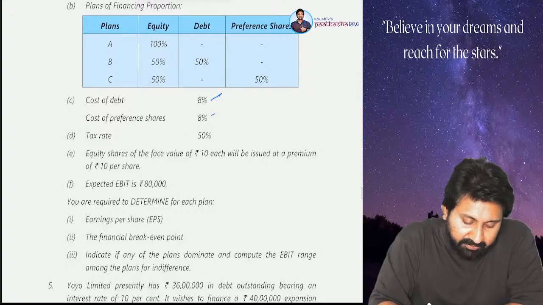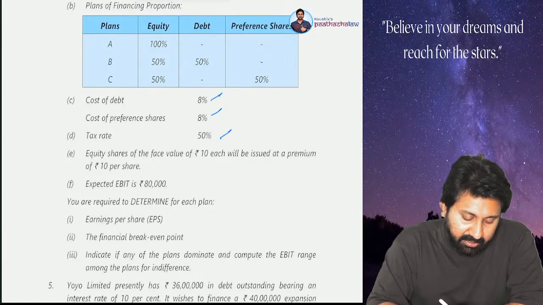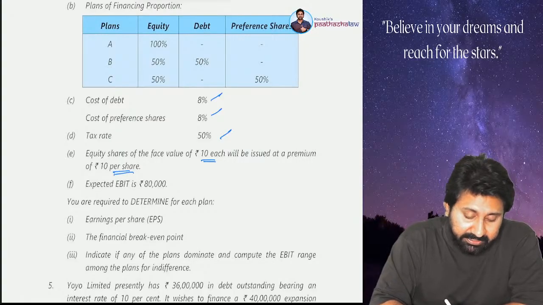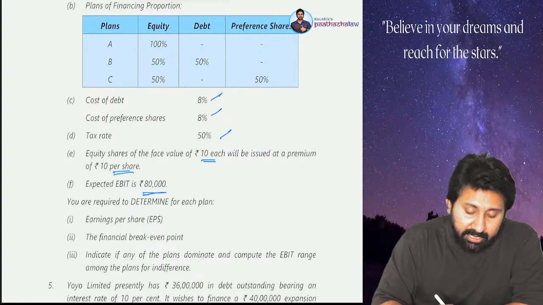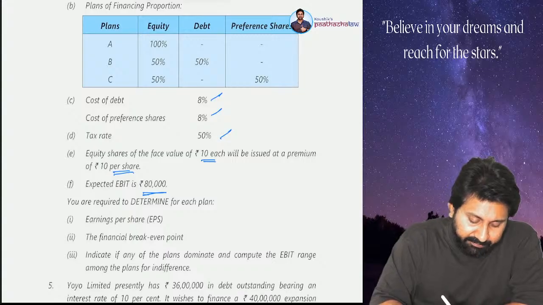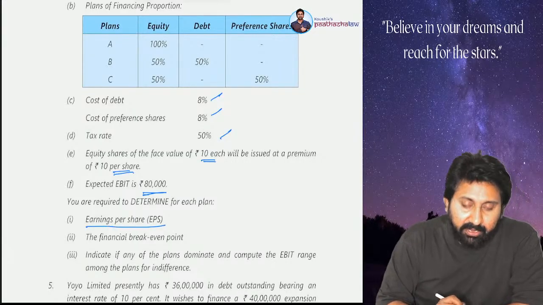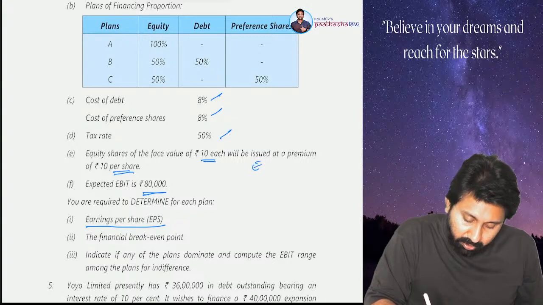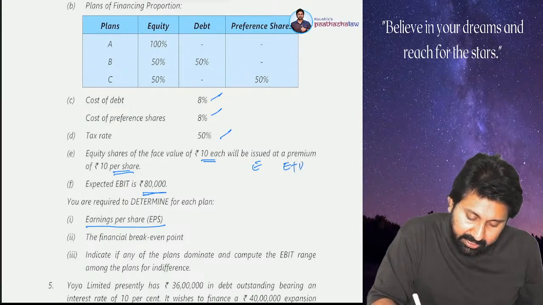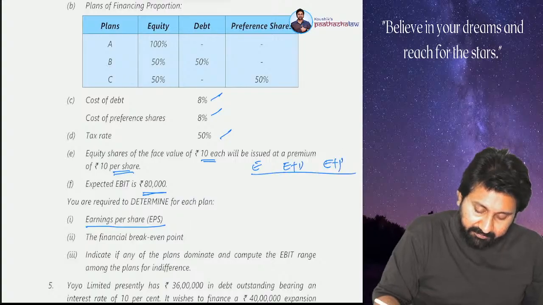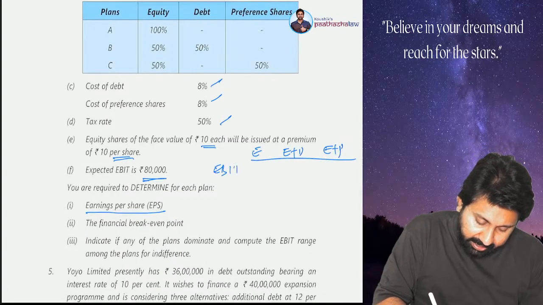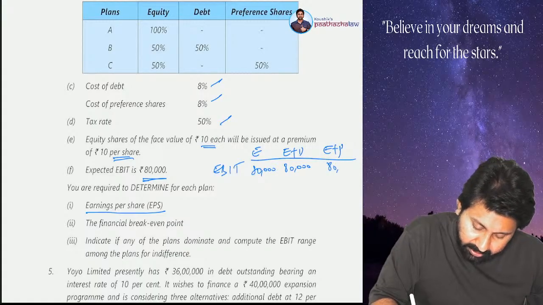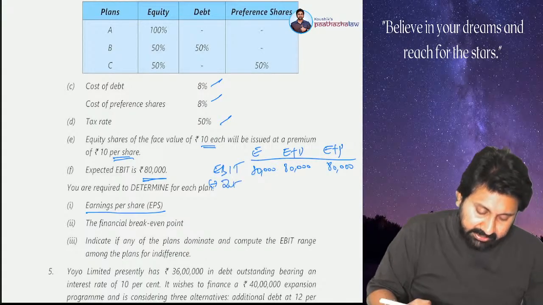Cost of debt, cost of preference and tax rate are given. Equity share face value is 10 and premium is 10, so 20 rupees is the issue price. EBIT is 80,000. Determine earnings per share for each plan. Earnings per share for only equity, equity and debt, equity and preference. EBIT under the 3 options is 80,000, 80,000, 80,000, minus interest.